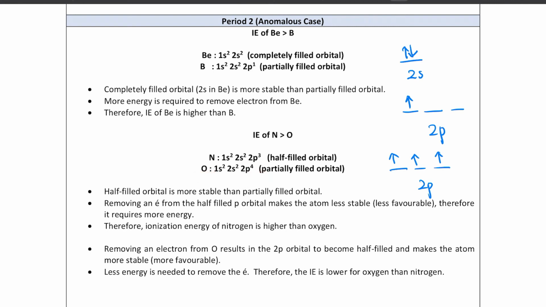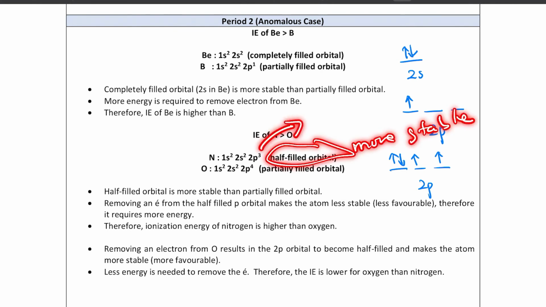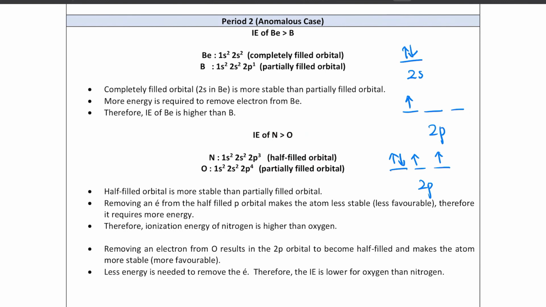So bila 2p4 dia ada extra elektron dekat sini, so dia menyebabkan daripada half fill tadi dah jadi partially fill. Okay, so this partially fill 2p orbital is less stable compared to half fill. Half fill is more stable. So again, bila more stable, that means we need a lot of energy to remove electron yang stable tu lah. Okay, that's why ionization energy of nitrogen is higher than oxygen.